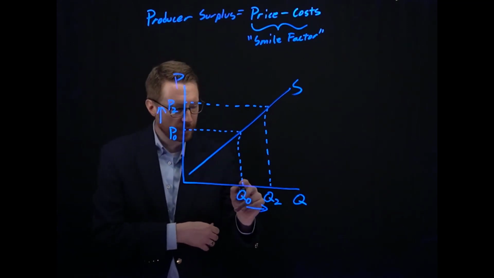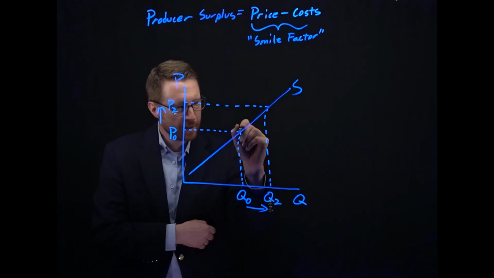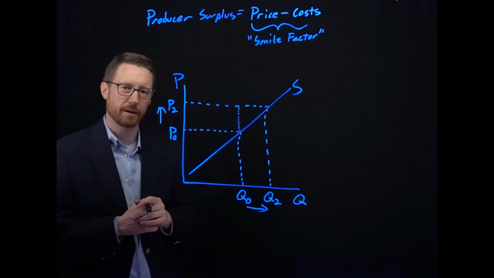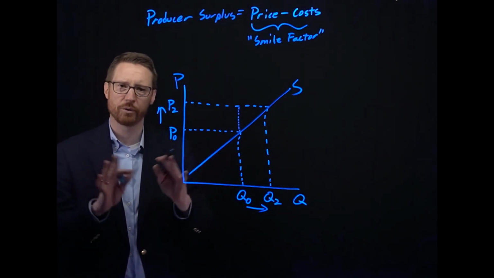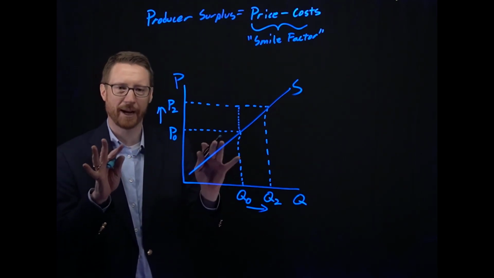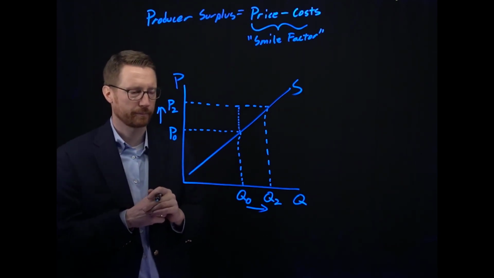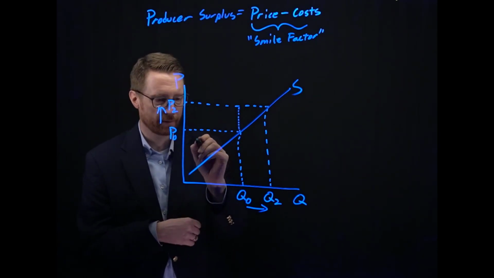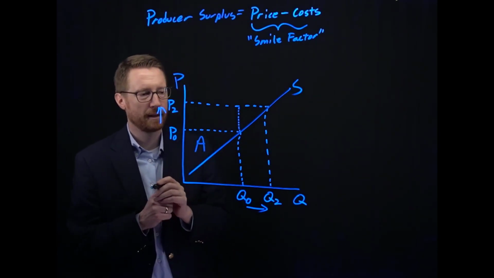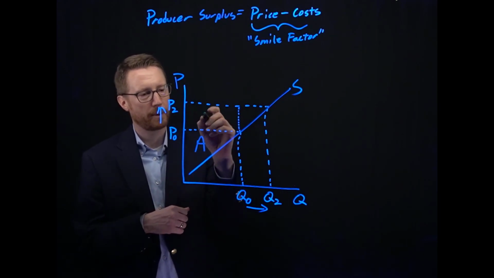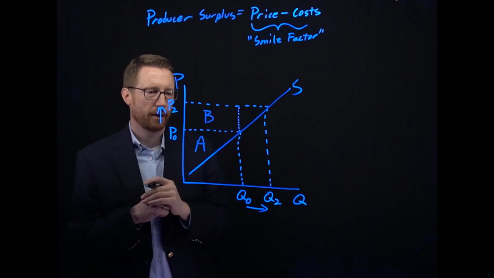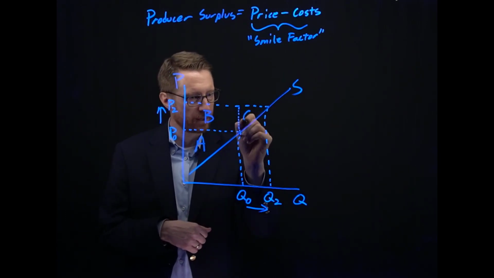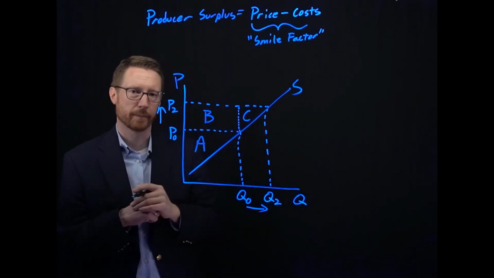To do that, we're going to take this quantity line and extend it up to the new price. All we're doing is just delineating some areas so that we can talk about them. Let's call this lower triangle in the lower left area A. Let's call the rectangle up above it area B. And let's call the triangle to the right of B area C.